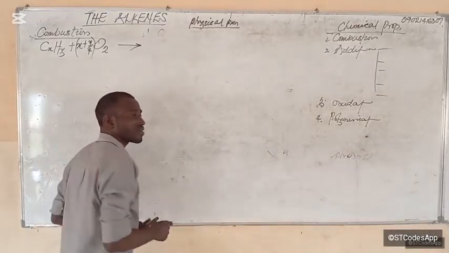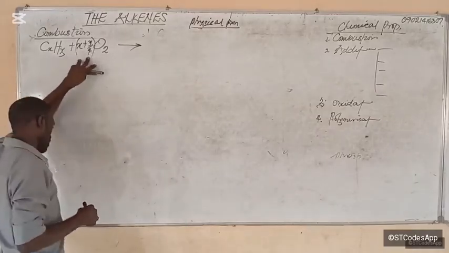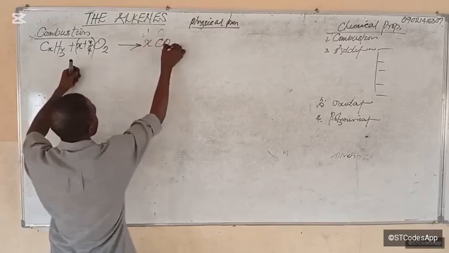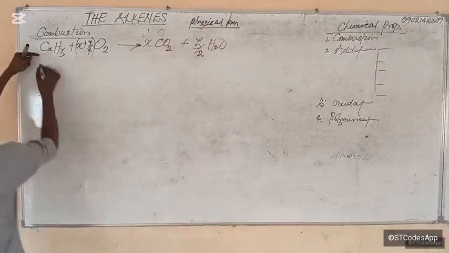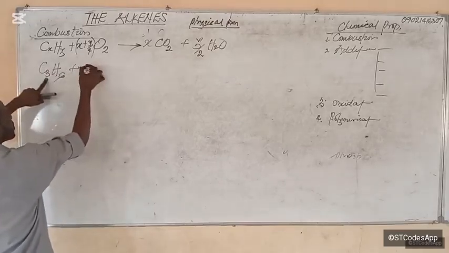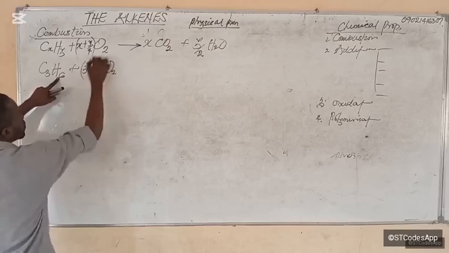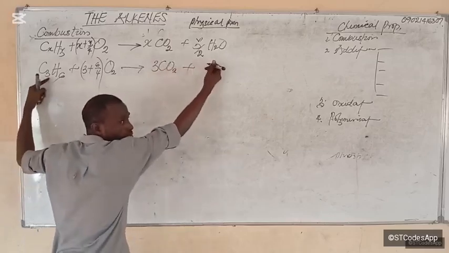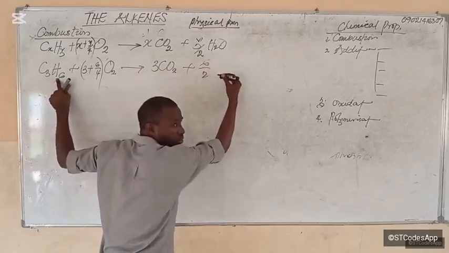and this guy, x CO2 and y over 2 H2O. Let's verify this. So we have C3H6 plus, this will be 3 plus y, which is 6 over 4 O2 to give x, that's 3 CO2 plus 6 over 2 H2O.